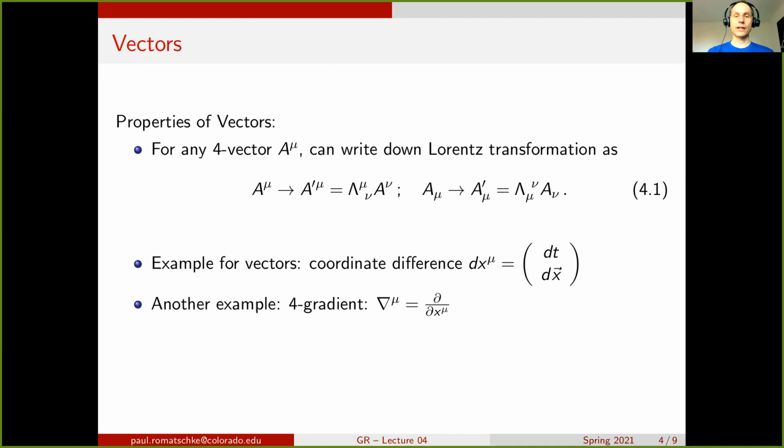Another example is the 4 gradient, which is the partial derivative d by dx mu, which carries the index mu upstairs. That comes from the fact that we derive with respect to an object that has an index upstairs here. And actually, this is wrong. The index mu here should be downstairs, and that transforms as a vector as well. I will correct this in the slides. Another example is the 4 momentum p mu, which is built out of the energy E and the vector momentum p. That is also an object that transforms as a vector under Lorentz transformations.